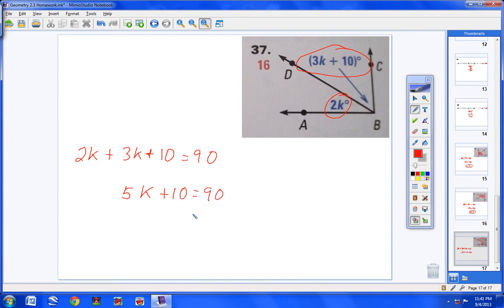Now you should know what to do next. We bring the 10 over and make it a negative 10. And when we do that, the positive 10 is gone. So I'm left with 5k equals 80. And divide both sides by 5, and you should get 16.